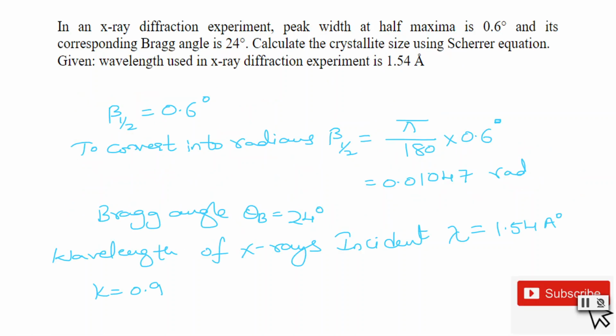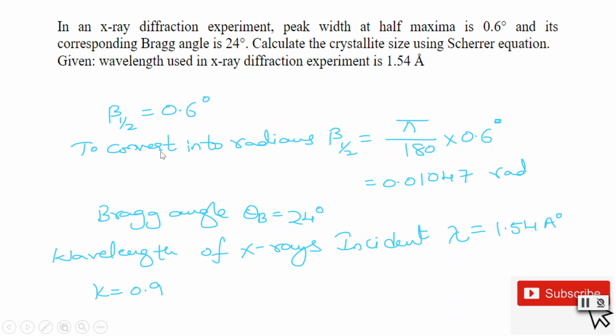Now let us see a numerical based on this. In an X-ray diffraction experiment, the peak width at half maxima, or you may say full width at half maxima, both are the same. Here they have given 0.6 degrees, and its corresponding Bragg angle is 24 degrees. Calculate the crystallite size using the Scherrer equation. The wavelength used in the X-ray diffraction experiment is 1.54 Angstrom.